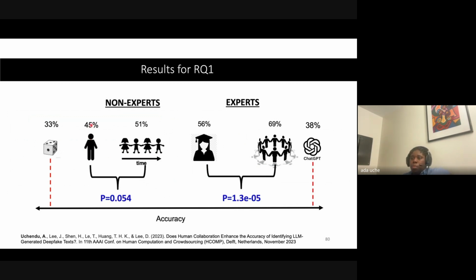For individually, the non-experts achieved 45% on average accuracy, and with collaboration they improved to 51%. However, for the experts, which are people who have an English degree or a degree in a related program, they achieve 56% individually, and then collaboratively they improve to 69%. The baseline here is 33% because it's one out of three paragraphs. I also prompted ChatGPT to perform the task, and it achieved only 38%, suggesting that this problem is non-trivial, and the improvements that we see here are also statistically significant, more so for the experts than for the non-experts.